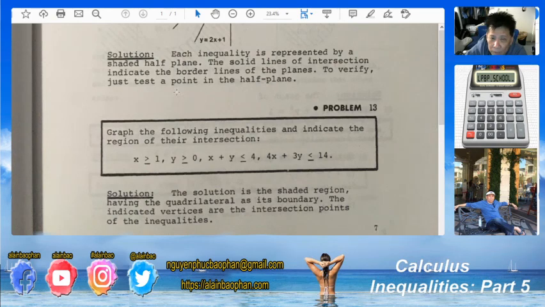So x equal 1, then we want x greater than or equal 1. This straight line right here, x equal 1, divides the plane into two parts, left part and right part. The left part is every x less than 1. The right part is x greater than or equal 1. So we choose the right part of x equal 1, and y equal 0 is the x-axis right here. Every point lies on the x-axis, y equal 0.